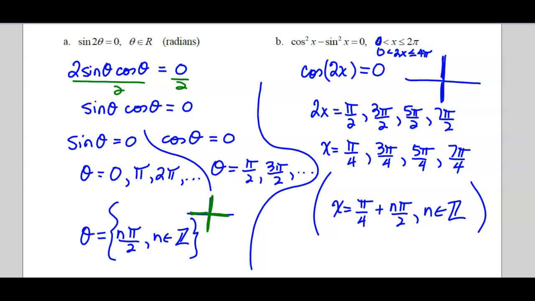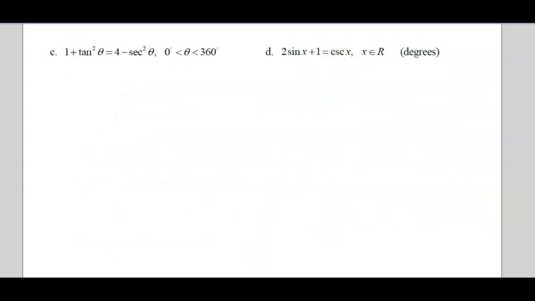Okay, C. Take a look at your formula sheet. 1 plus, you've got some squares, right? So look at the formula sheet: 1 plus tan squared equals secant squared. It's right on there. So replace just one of them. Don't replace the tan squared with secant and then secant squared with tan. You're going back and forth. You'll never get there. So 1 plus tan squared is secant squared. Now isolate the secant squared.